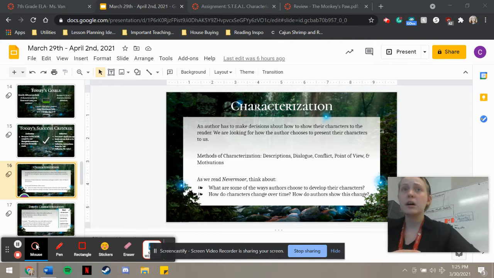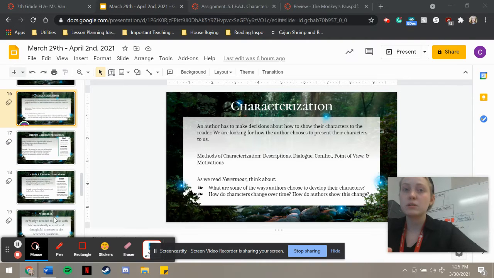So as we review our story, The Monkey's Paw, today, we want to look at some of the ways that the authors chose to develop those specific characters in The Monkey's Paw, and then how those characters may change over time, and how the authors choose to specifically do that.